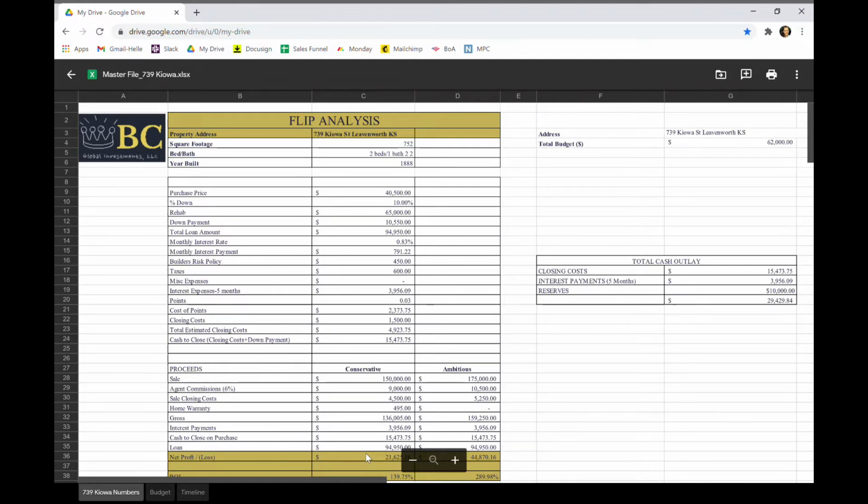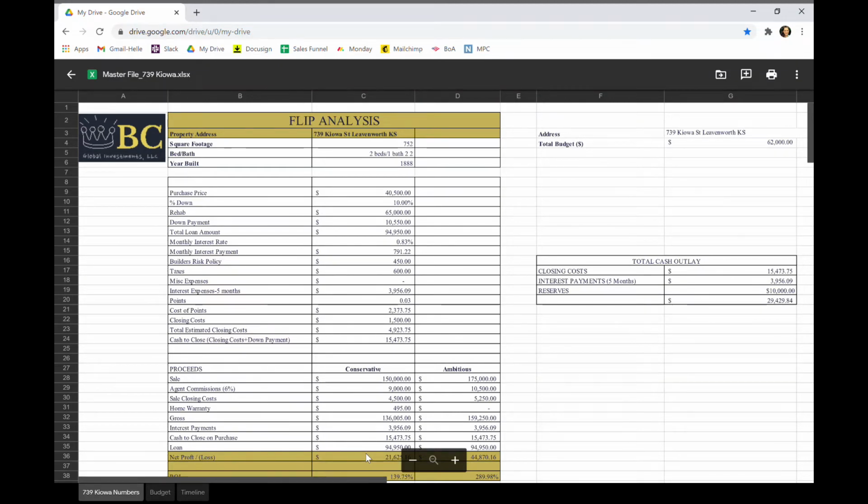$21,625. Best case scenario, $44,870. So when you look at what you put into it, that $15,473 plus the $3,956, you're looking at a 139% to 289% return on investment. So that's fairly reasonable for a flip.